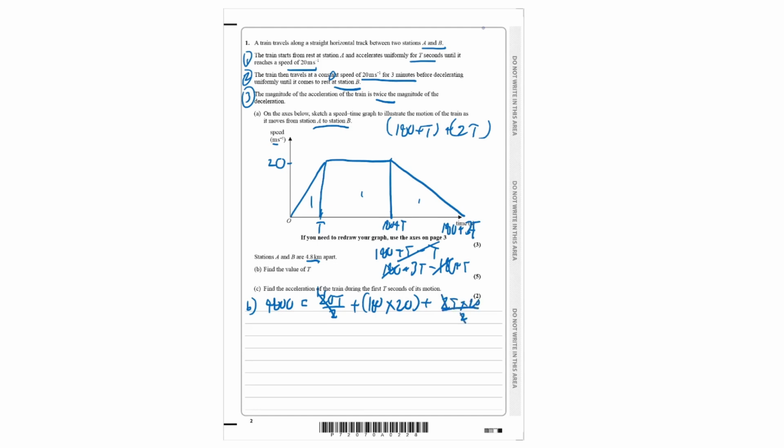This cancels out. Now, we can simplify this to 4,800 is equal to 10t plus 180 times 20. So that's just 3,600 plus t times 20. So that's 20t. If we bring this to the other side, we have 4,800 minus 3,600 is equal to 10t plus 20t. If we combine all the like terms, we have 1,200 is equal to 10t plus 20t, that's 30t. To isolate t, we divide by 30 on both sides, and t is equal to 40.